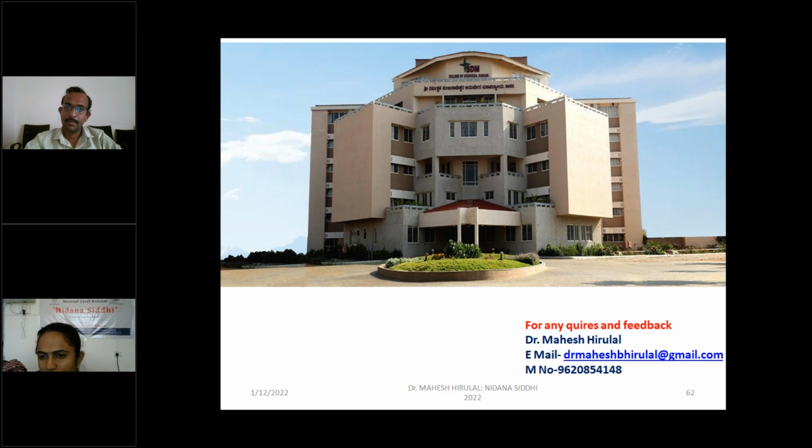Sir, the next question is, are Agni Mandya and Mandagni the same? See, both are used as similar terms. I told you the 3 types of Agni: Vishamagni, Tikshnagni, and Mandagni. So Agni Mandya and Mandagni are almost similar, and their effect is also the same.